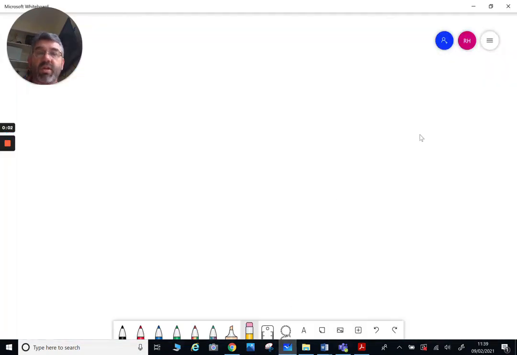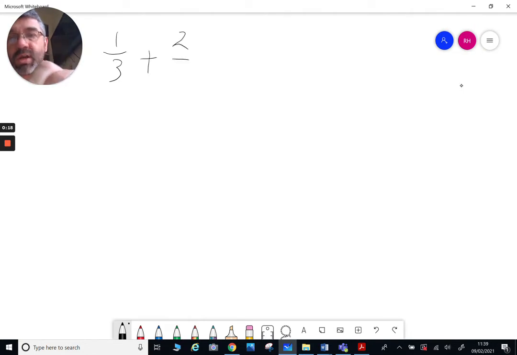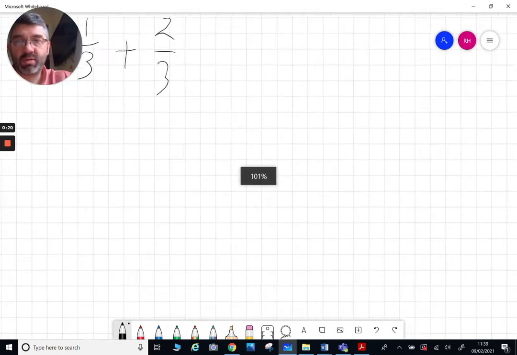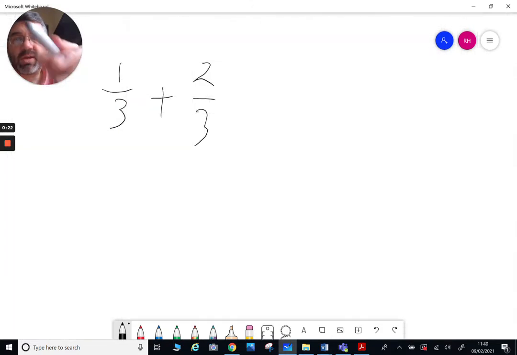Right, so I just want to take you through today how we can go about adding fractions. Okay, now there are fractions that are very simple, where the number on the bottom, the denominator, is the same. For example, 1/3 add 2/3. Just make it a little bigger there, okay?